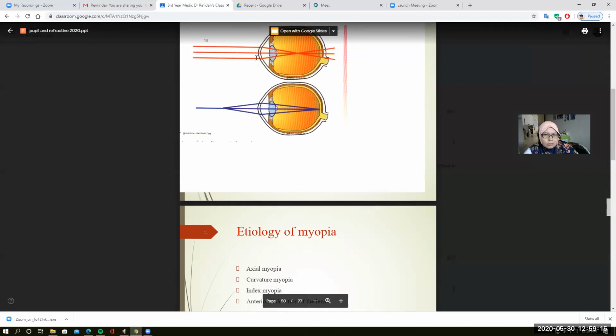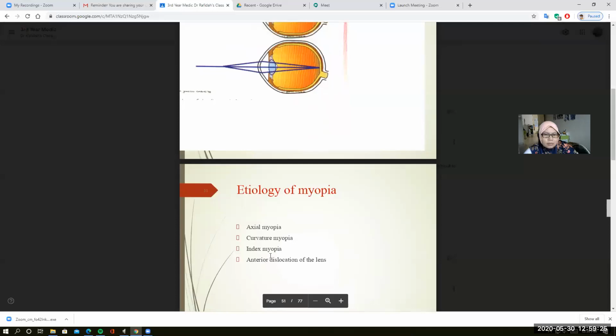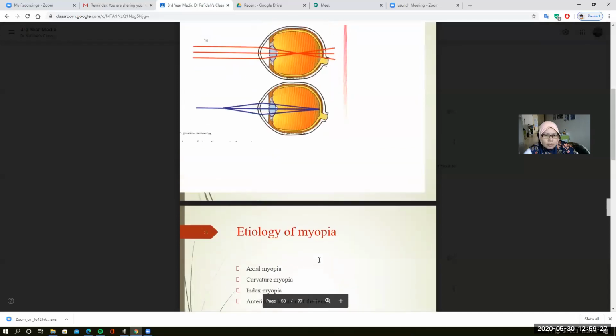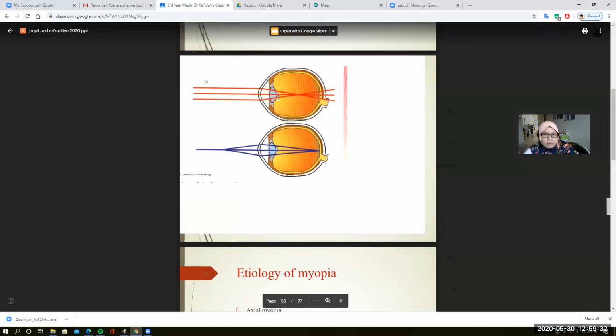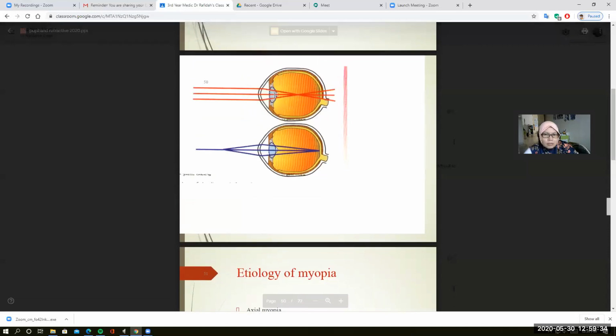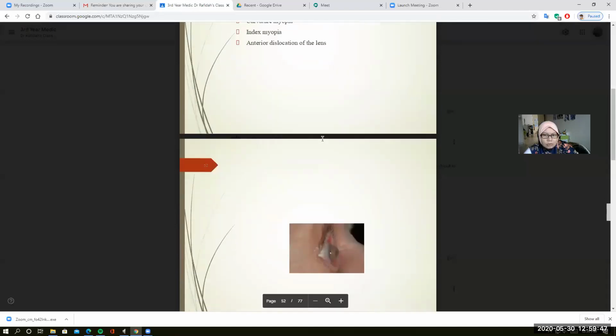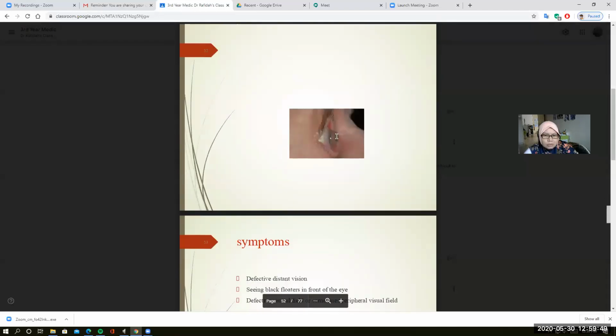For example, in keratoconus. Index myopia is because of a very thick lens, or perhaps some trauma, anterior dislocation of the lens, either traumatic or spontaneous. If the lens comes forward, of course the focus also becomes forward, so the image that falls on the retina will be very blurred.